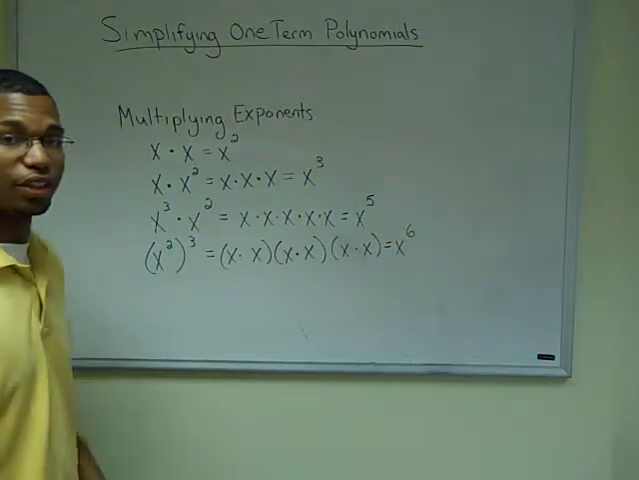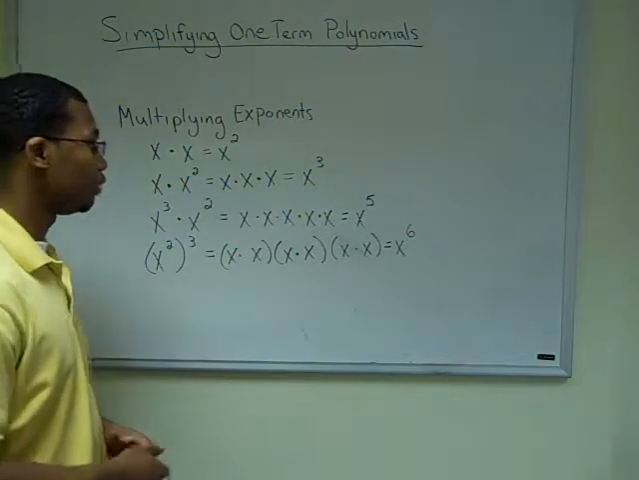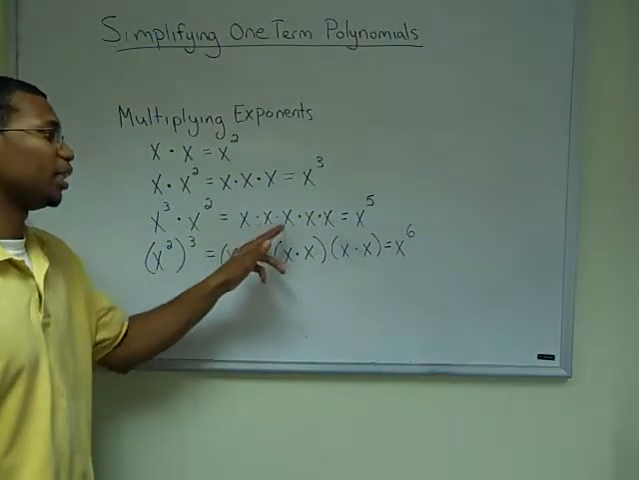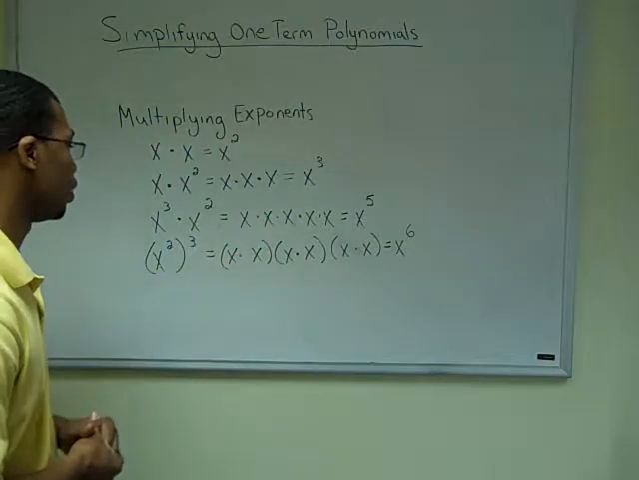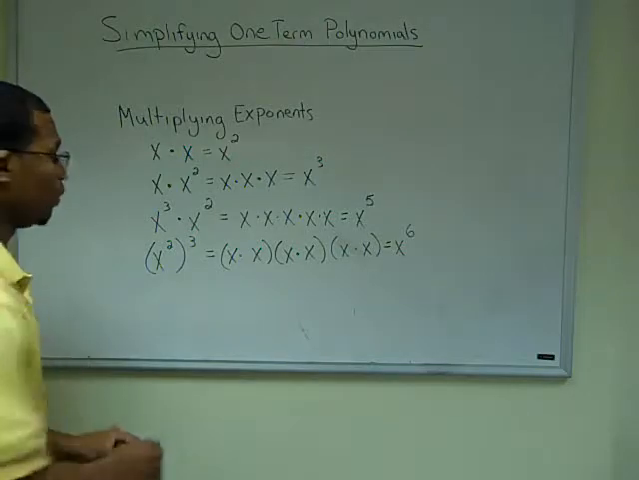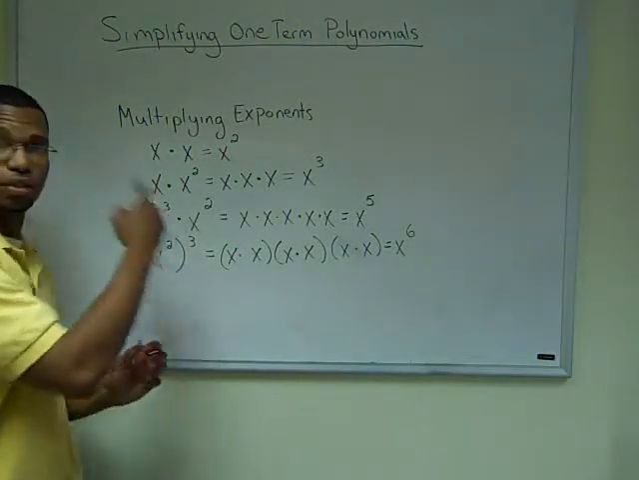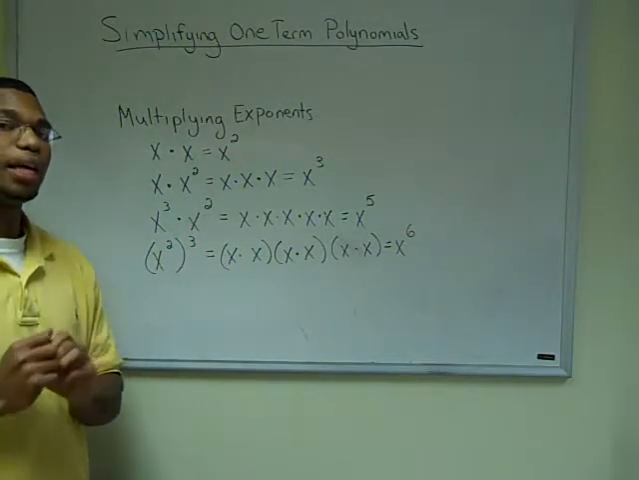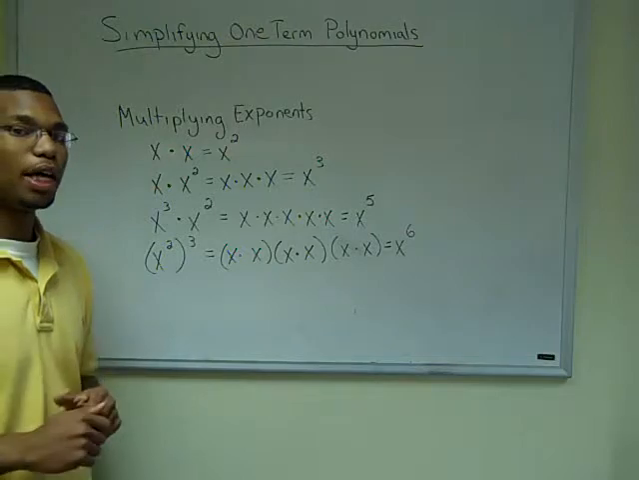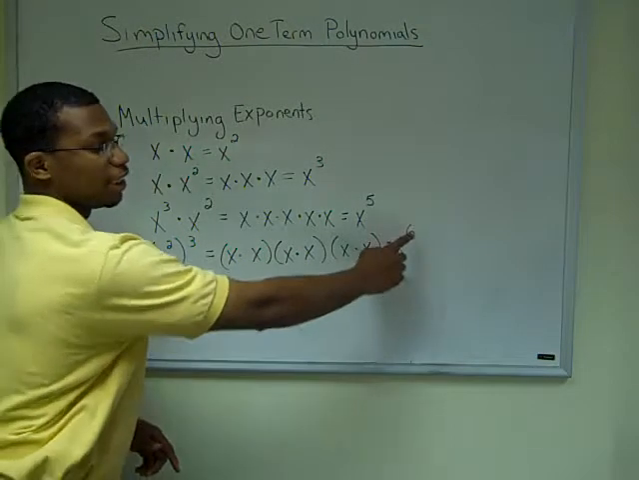So x to the third times x to the second would be x to the fifth, because x times x times x times x times x is x to the fifth. Now this is the tricky one. If I have the quantity of x to the second power raised to the third power, what that is saying is I'm going to take x to the second power and multiply it by itself 3 times. So this becomes x to the sixth power.